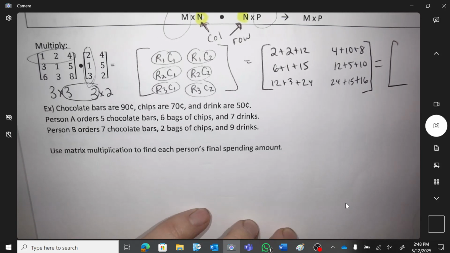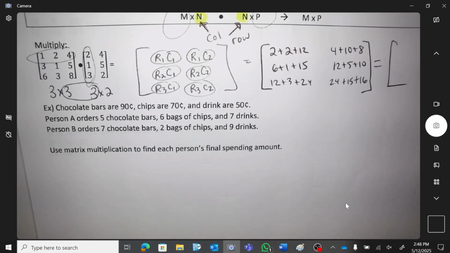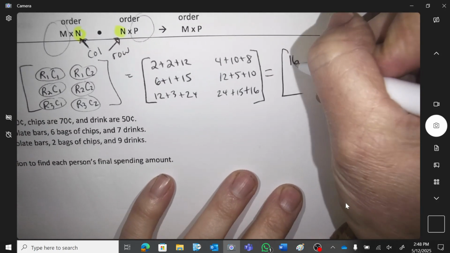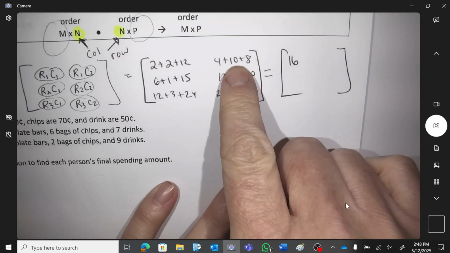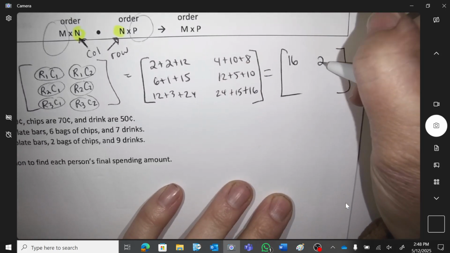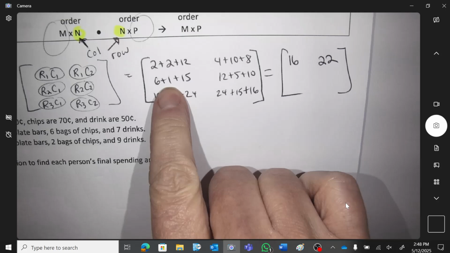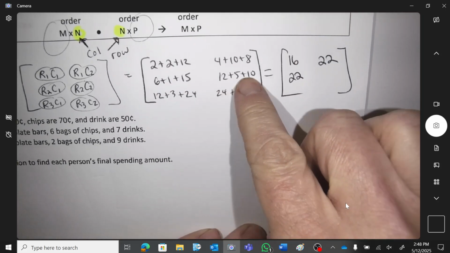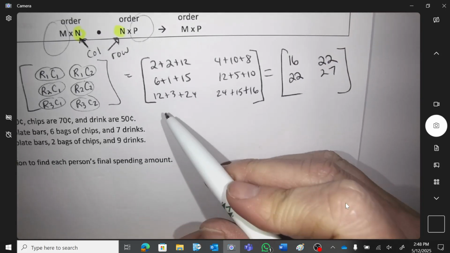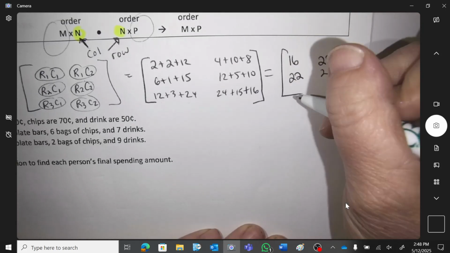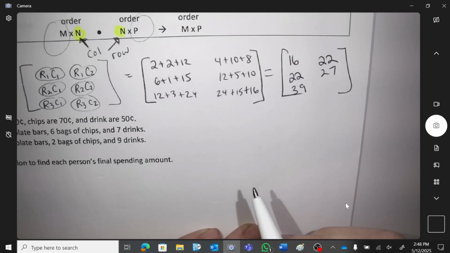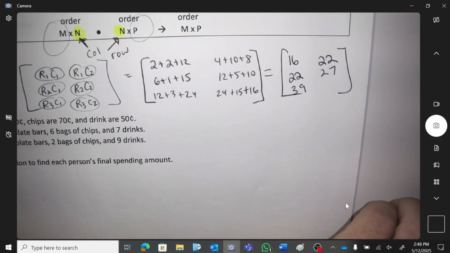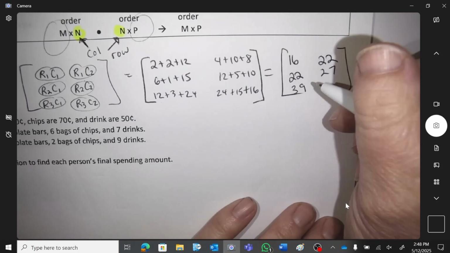Okay, and then do you understand you're going to do a final answer here? So what's this position? 2, 2, 12 makes, we got a 16. 4, 10, 8. Is that 22? 17, 27. What do we got? 36, 39? Second guessing here. 24, 15, and 16, 55.